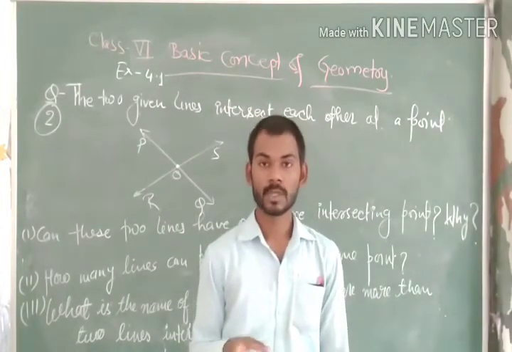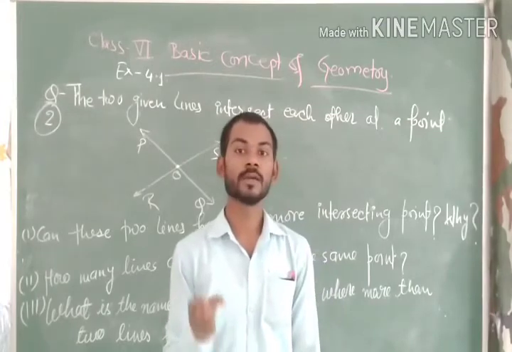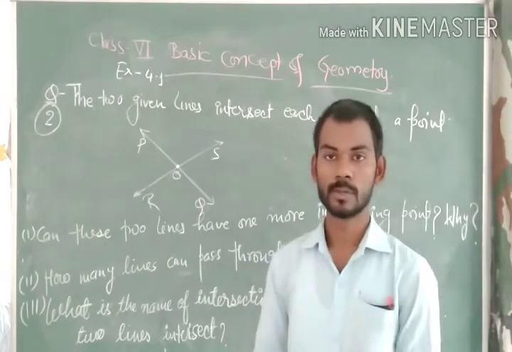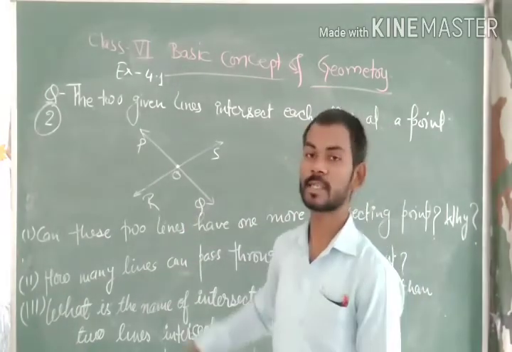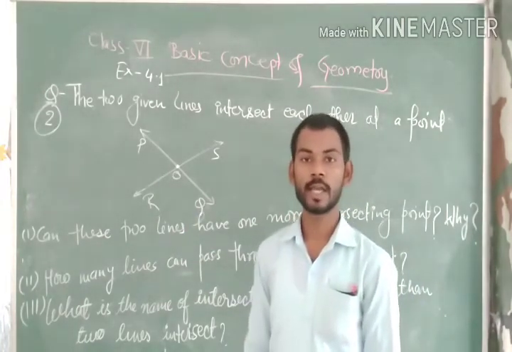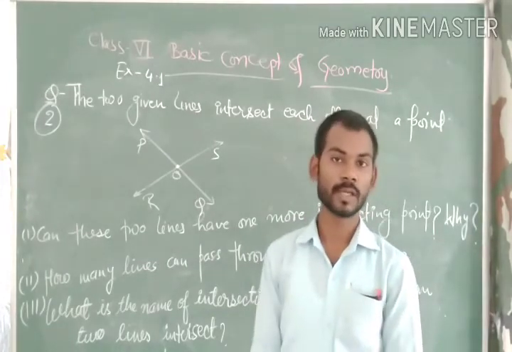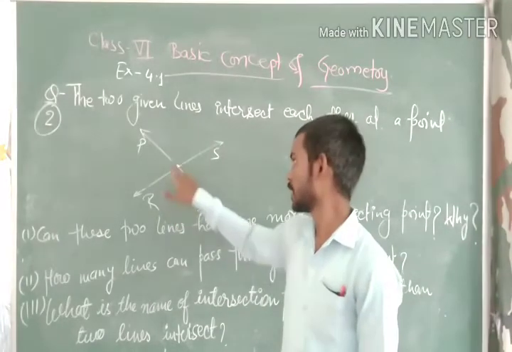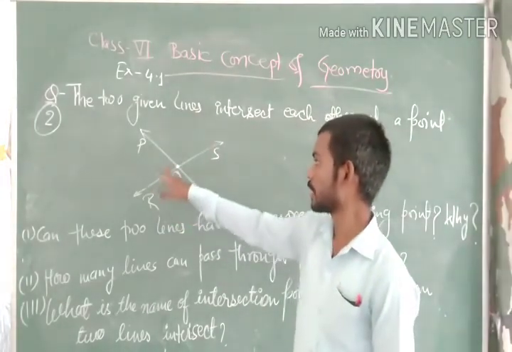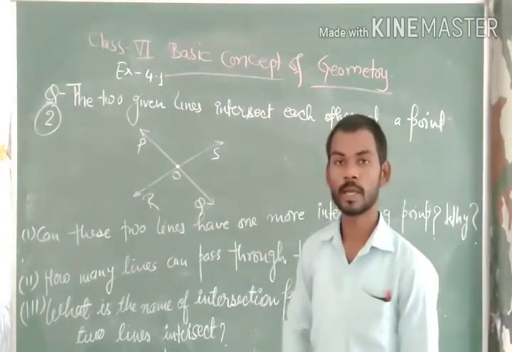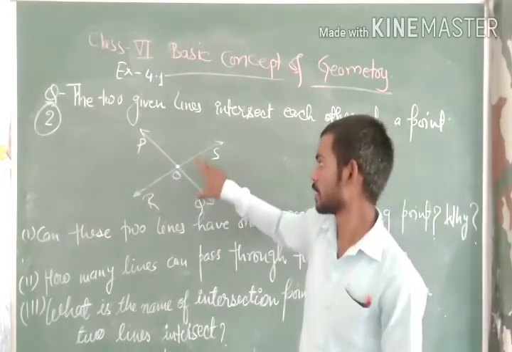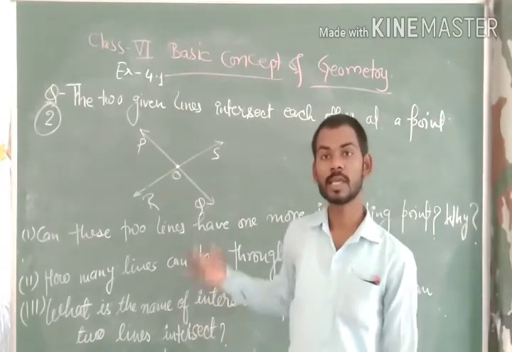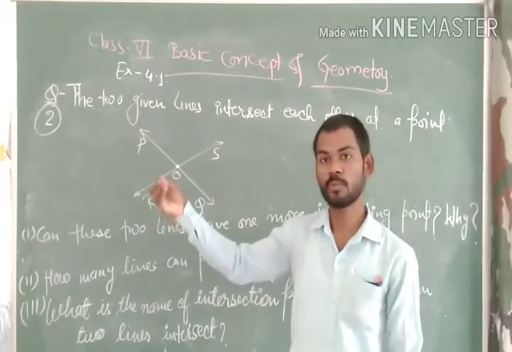Because there can be only one intersecting point between two lines. Two lines which intersect each other cannot have more than one intersecting point. In the figure, we can see that the two lines which intersect each other at a point O, they cannot meet again anywhere at any point.